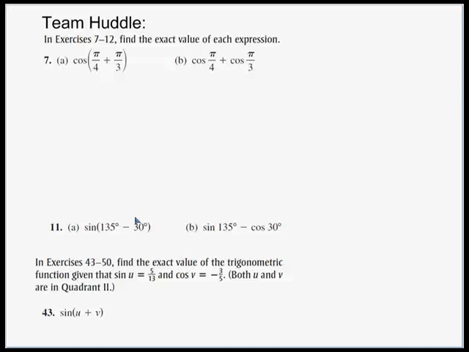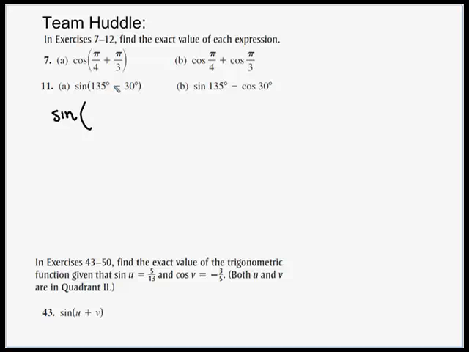In number 11, we're looking at the sine of a difference. So if we go back to the formula page, the sine of two things subtracted. And 135 is not on the unit circle at all. So let's do the subtraction in the parentheses. The sine of 135 minus 30 is the sine of 105.